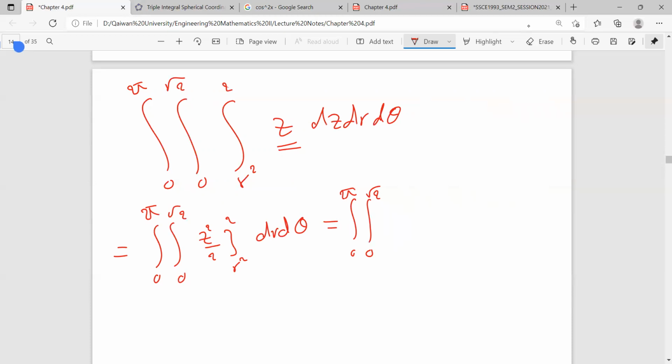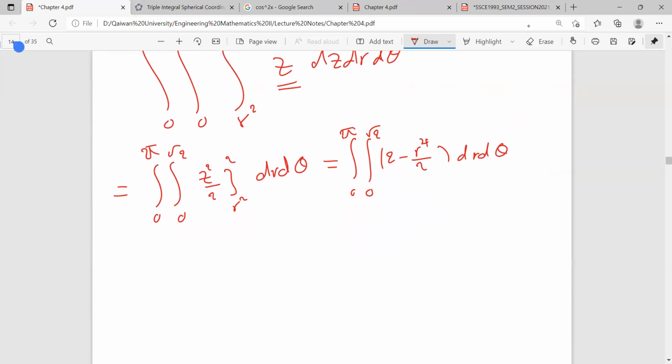I get 2 minus r to the power 4 over 2. When we replace by 2, it's 2 squared, which is 4, and 4 divided by 2 is 2. Then minus, if replaced by r squared, it's squared also, becomes r to the power 4 over 2. Then this is dr d theta.